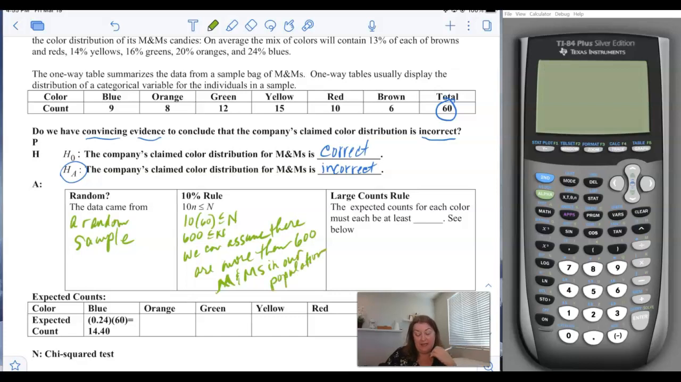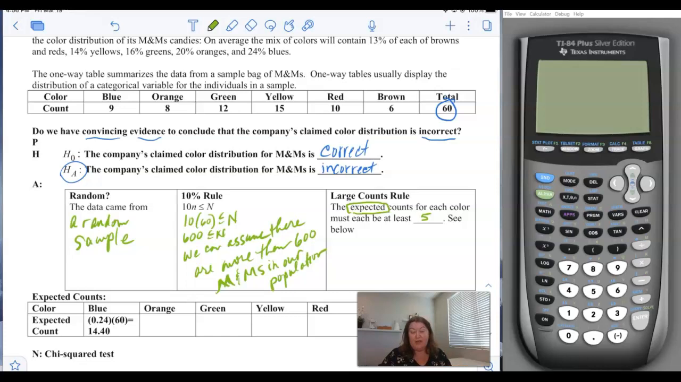All right, and then we're looking at large count rule. So in the large count rule, this one is a new one. It's still titled the same thing, but our check for this one is that the expected counts, okay, and that's a new word. The expected counts for each color must be at least 5. Okay, so we're going to have to show them that. We're going to have to show, if there are 10 colors, that our expected count is at least 5 in each one of the colors.